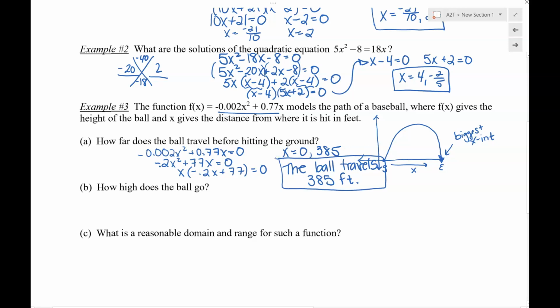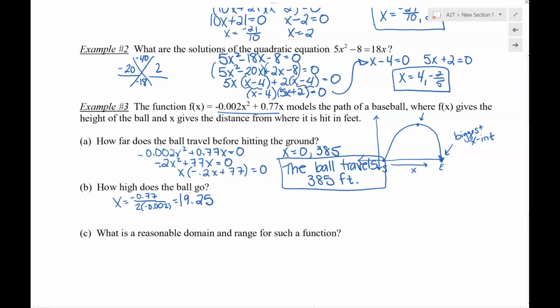All right, for B, how high does the ball go? Well, that's going to be at our vertex, our maximum. So it's in standard form. Go ahead and find the axis of symmetry with me, please. So x is equal to negative b all over 2 times a. You're allowed to use your calculator. So I'm going to take a negative 0.77 and divide it by a negative 0.004. And we should get 19.25.